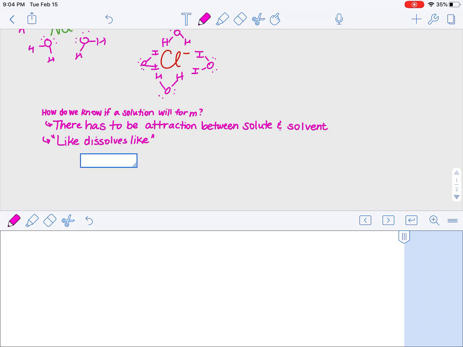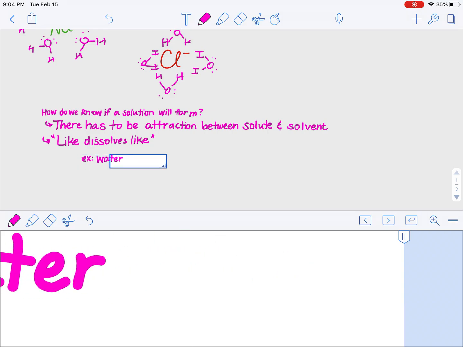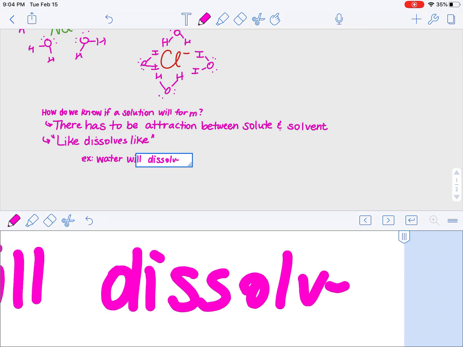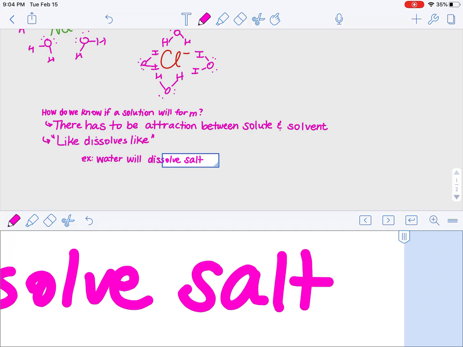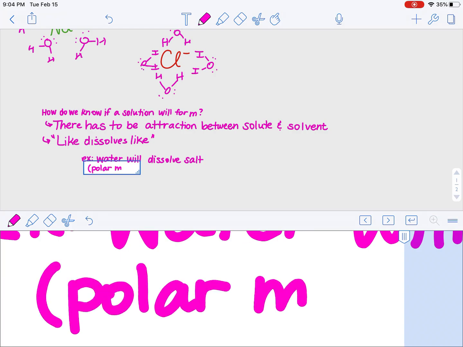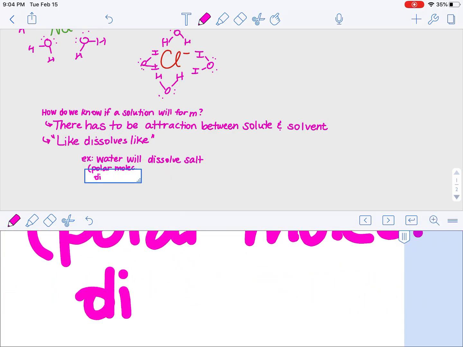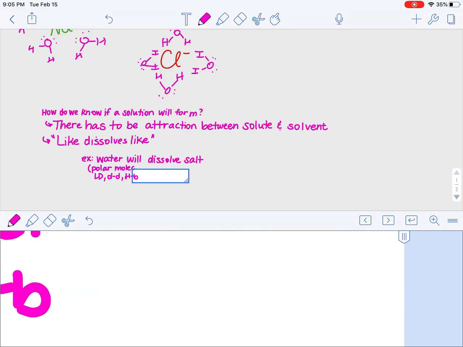So for example, we just said water will dissolve salt. Right? That's been our example this entire lecture. Water, we know, is a polar molecule. It has dipole-dipole, London dispersion, and hydrogen bond forces.